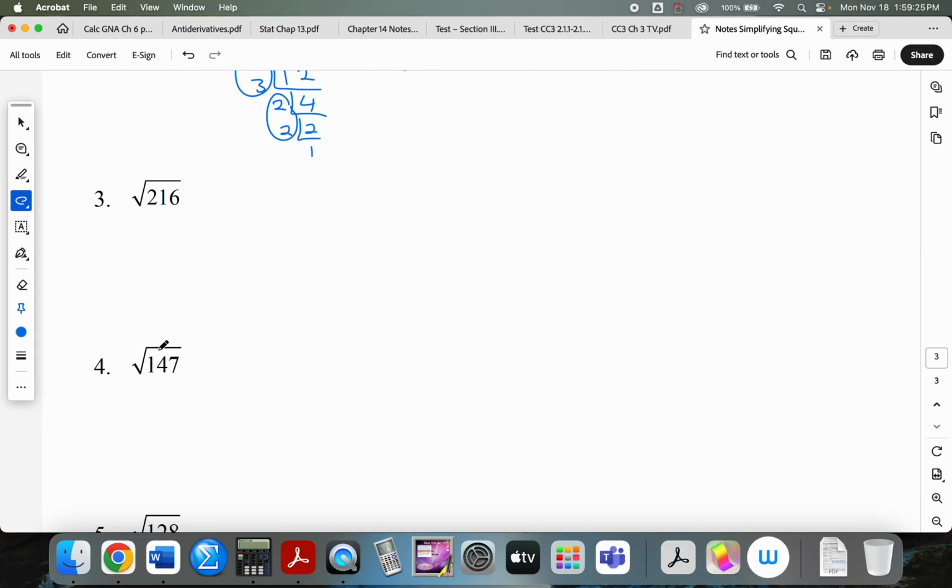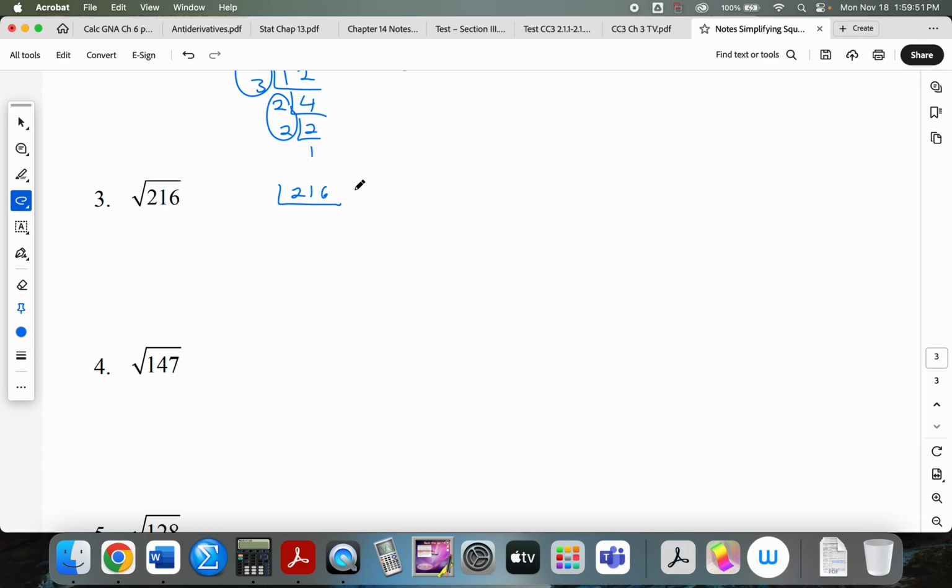All right, let's try this one. Square root of 216. By the way, just real quickly, how do you know if a number is divisible by 2? If it's even. Even numbers are all evenly divisible by 2.